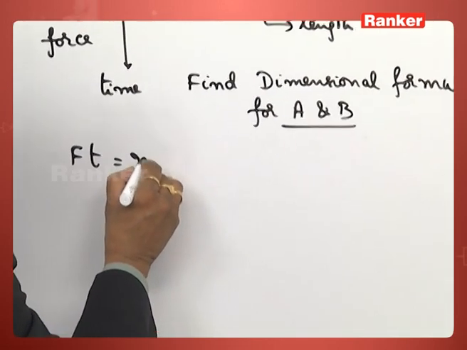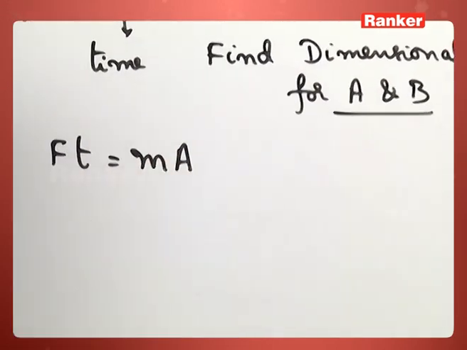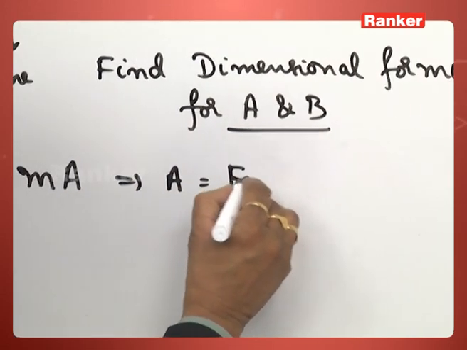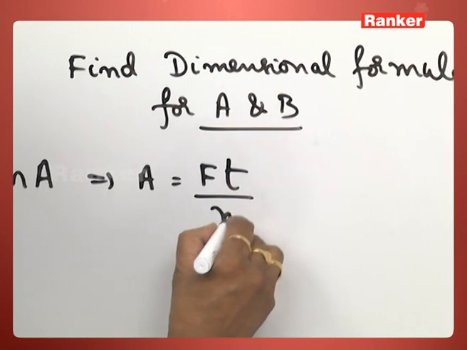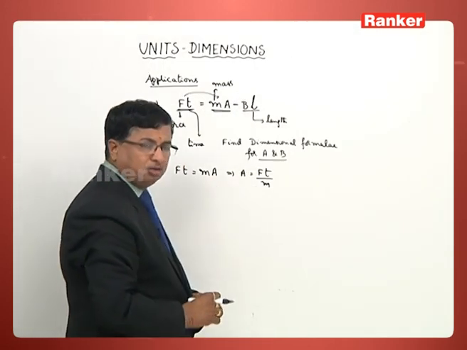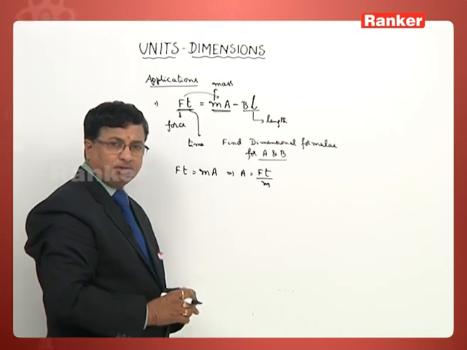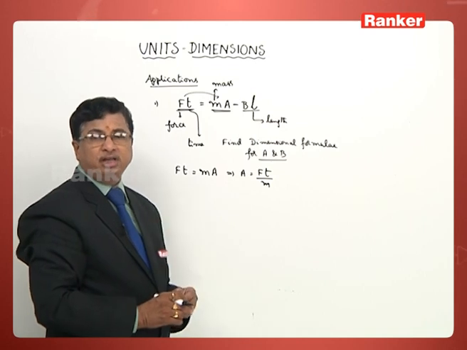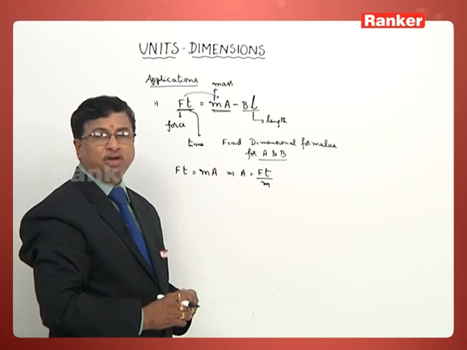F into T is equal to m into A. Therefore, now I can write that A is equal to Ft by m. Don't once again think they are numerically equal. Numerically they are not equal according to the equation given. They are equal dimensionally. That is the point we need to understand.